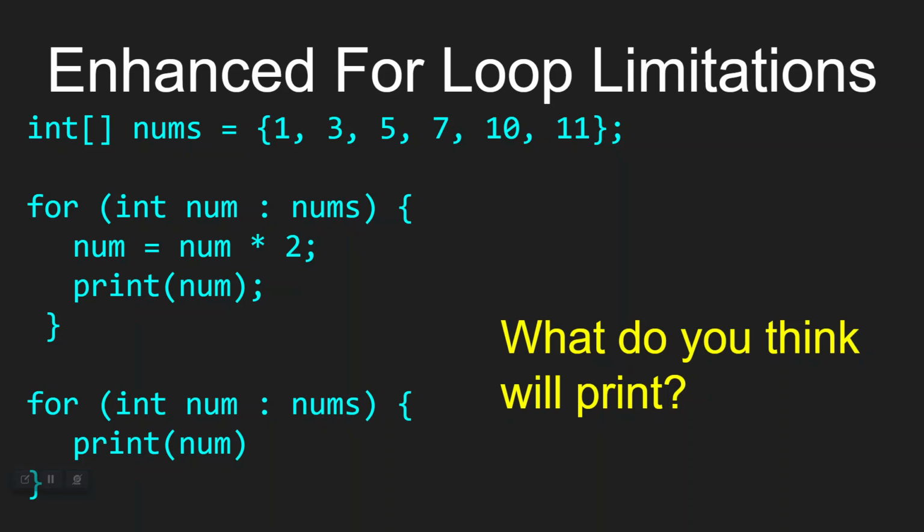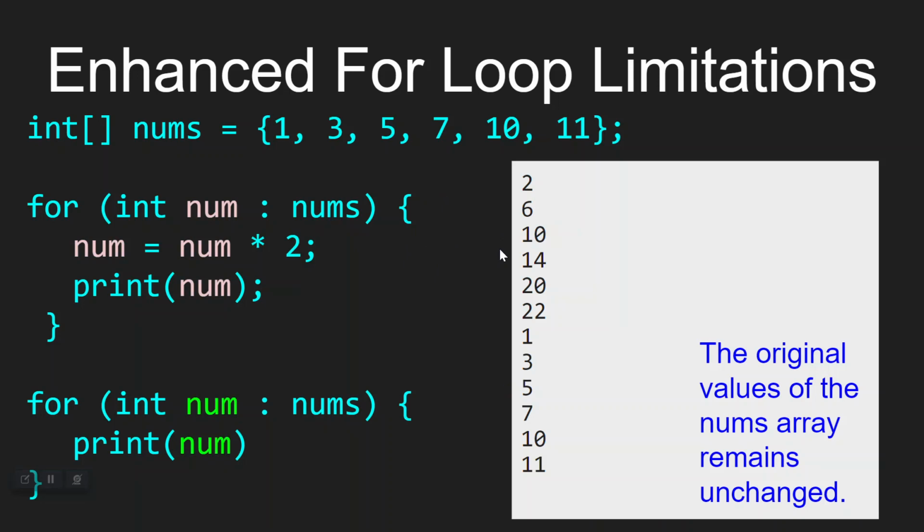So I assume you paused the video, and I assume you read through this. Let's go ahead and see what's going to happen. On the first enhanced for loop, it says for int num in nums, num equals num times 2. Go ahead and print the num.